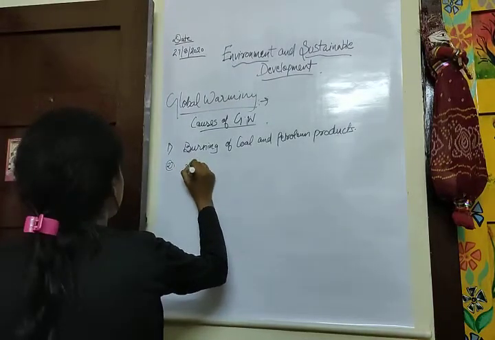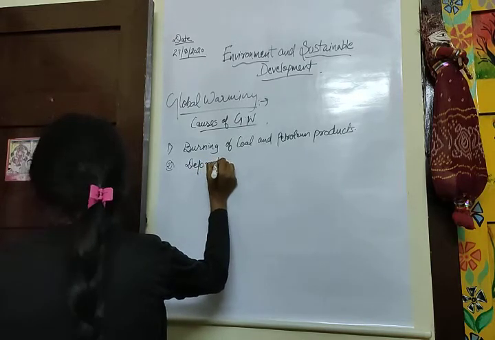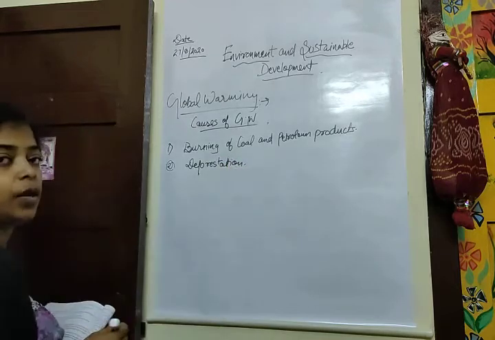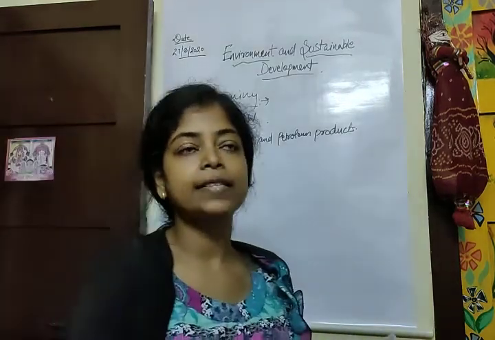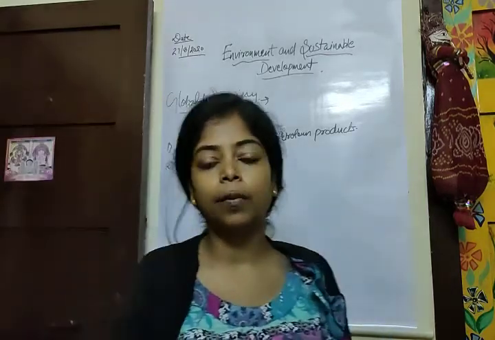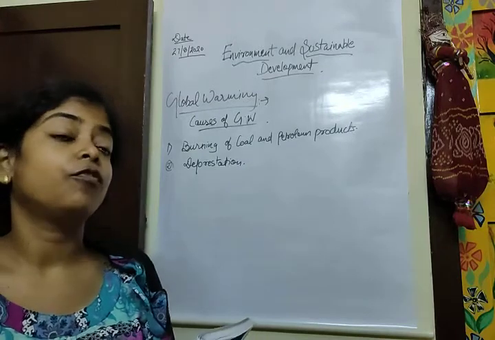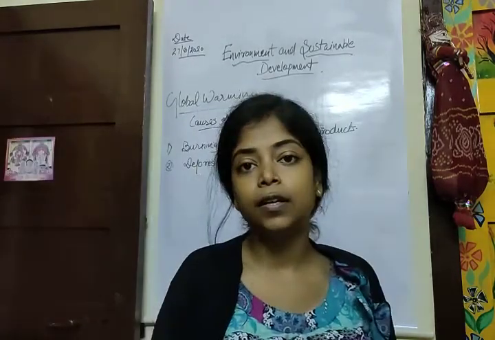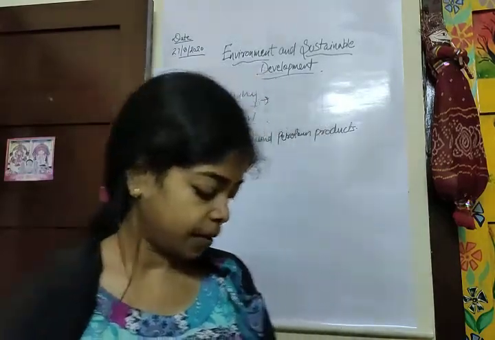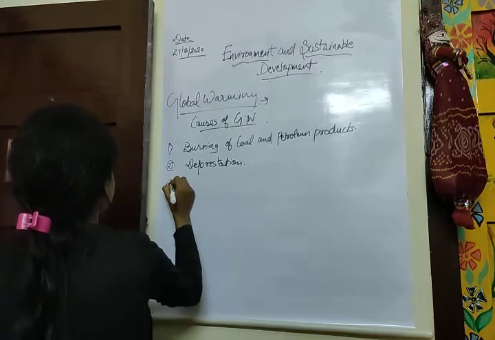Deforestation is the main cause of global warming, as human beings are deforesting to fulfil their greed. Because of this, oxygen is not being generated. In fact, the carbon dioxide is increasing in the atmosphere, and because of that, global warming is increasing day by day.